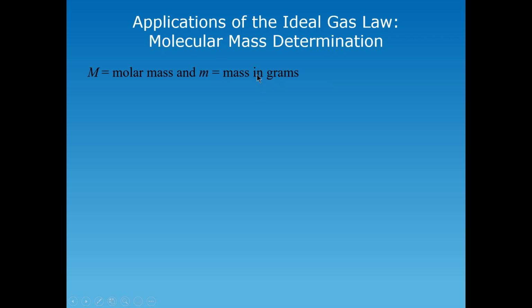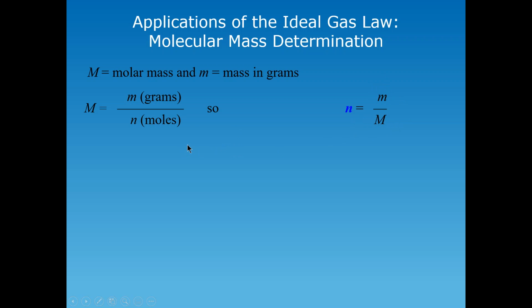So what we're going to do is let uppercase M represent the molar mass and lowercase m represent the mass in grams. So that means the relationship between these three terms is given right here. The molar mass is the mass in grams, represented by lowercase m, divided by the number of moles, which is represented here by n. So we can rearrange this to get n is equal to lowercase m divided by uppercase M.